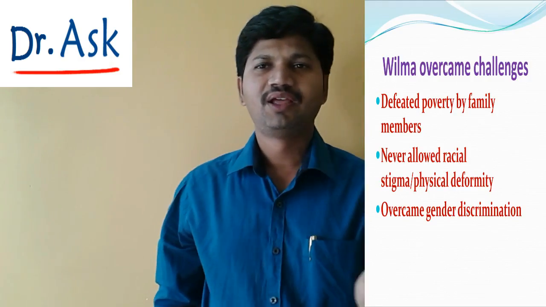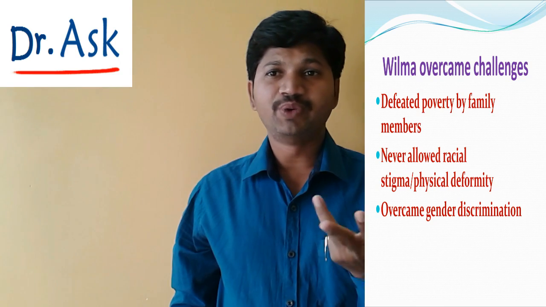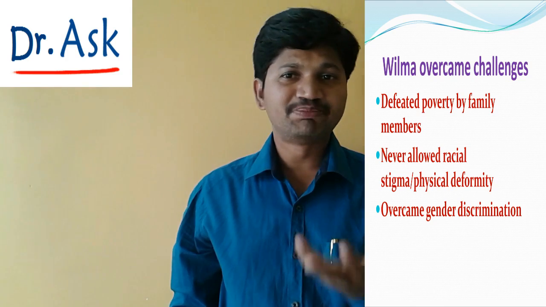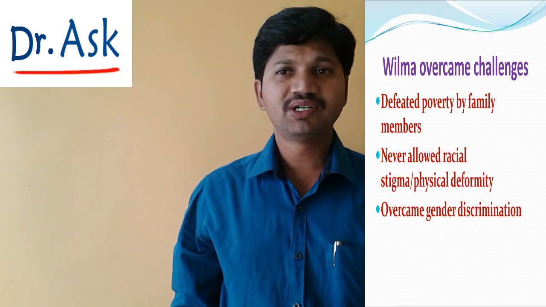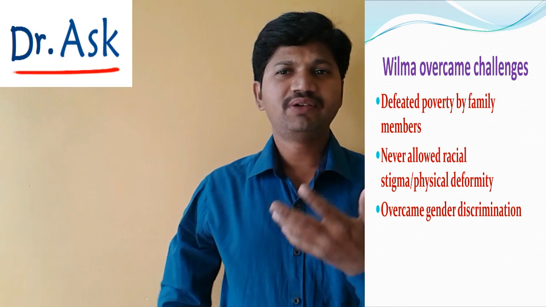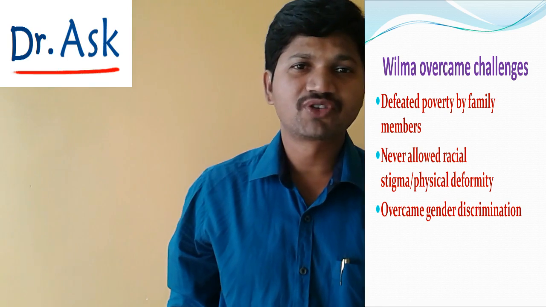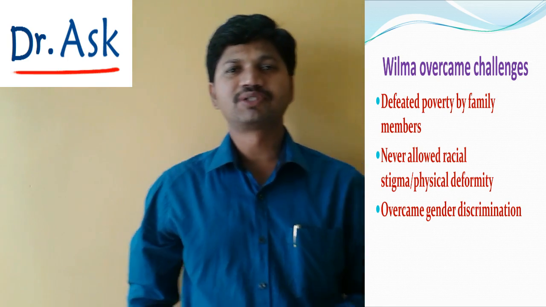Now let us see how Wilma Rudolph overcame all these challenges. Because she had set up such a big task to become the fastest runner in the world, and she was a very weak personality, she was crippled, she was attacked by pneumonia, and she was so weak physically. But when we find such threats in one's life, how one can overcome such threats is a very important thing.